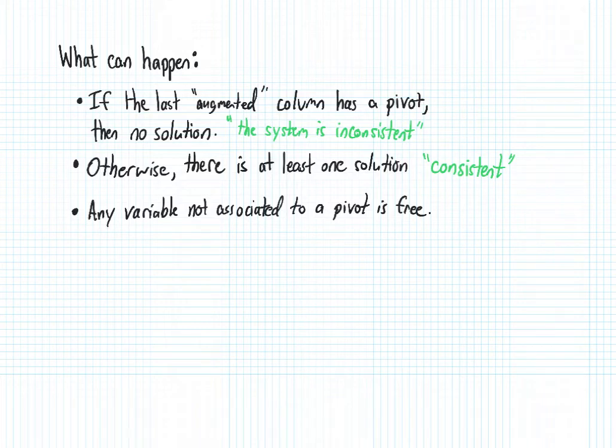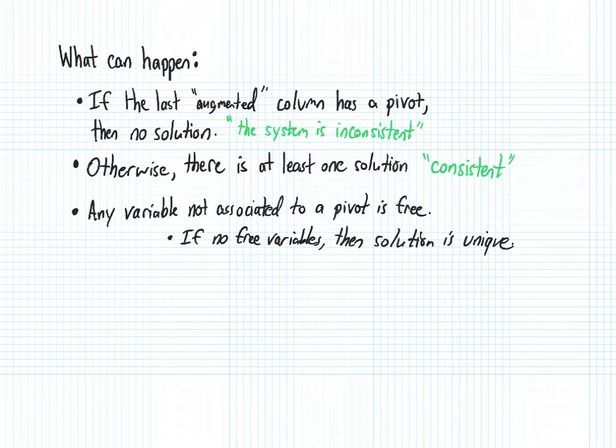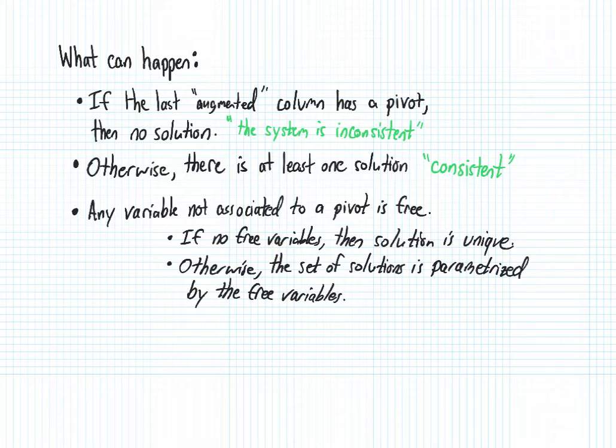And what we know is that whenever a variable appears as a pivot, you can solve for it. So those variables are determined, and it's the variables that are not associated to pivots that are free. So if there are no free variables, then the solution is unique. And otherwise, the set of solutions is parameterized by the free variables, meaning that you can set the free variables to be anything, and you'll get a different solution depending on what you set the free variables to be. And so you have these degrees of freedom in choosing what the solutions are. And so in particular, in this case, there would be infinitely many solutions.